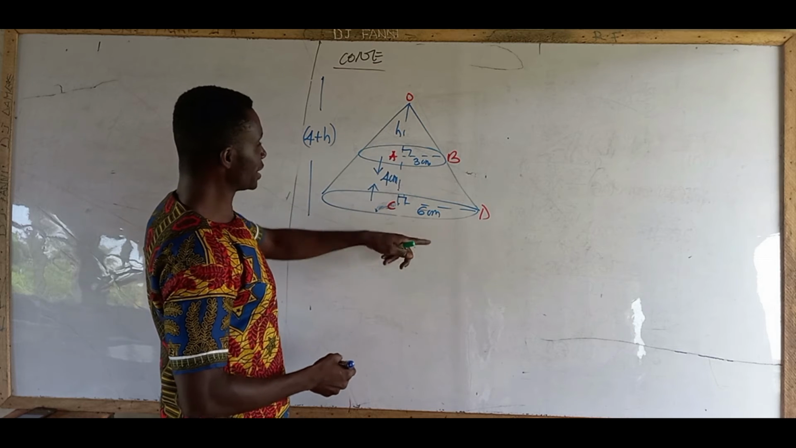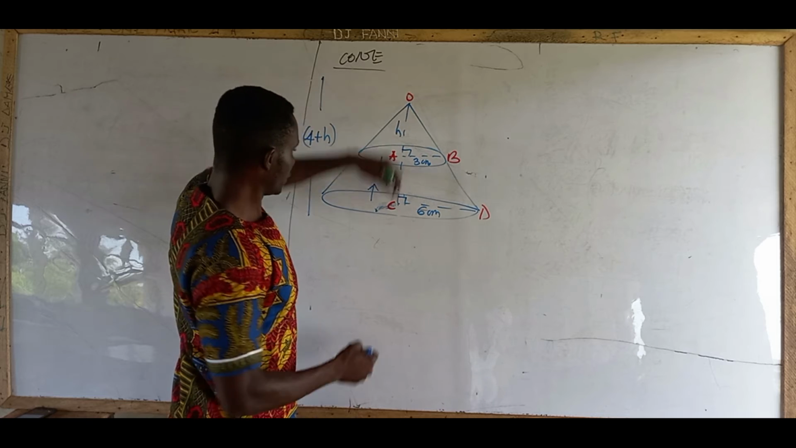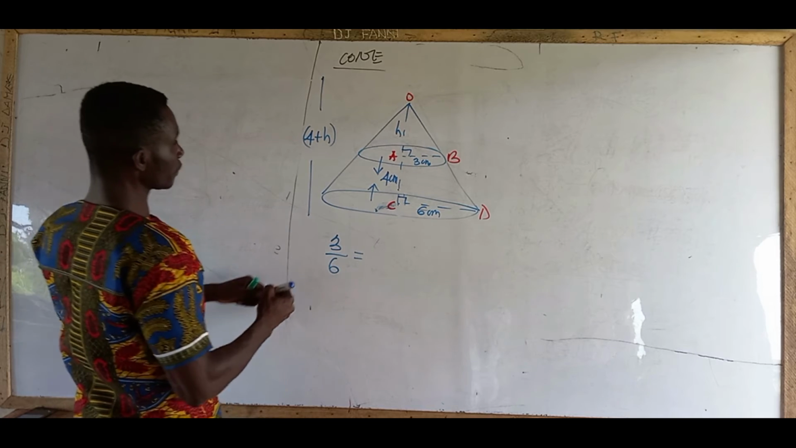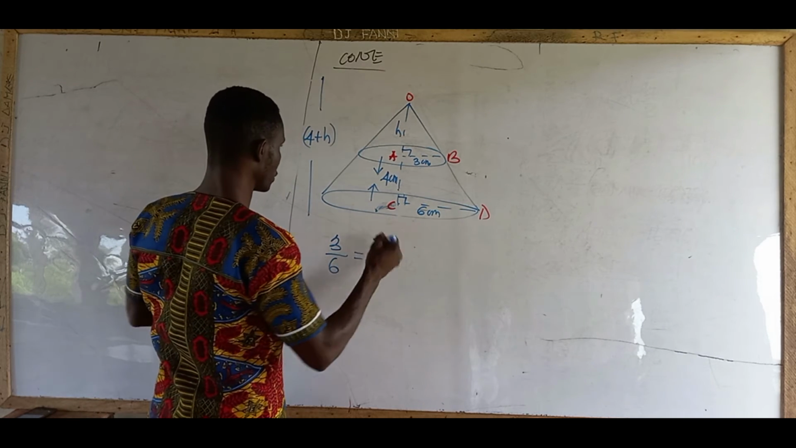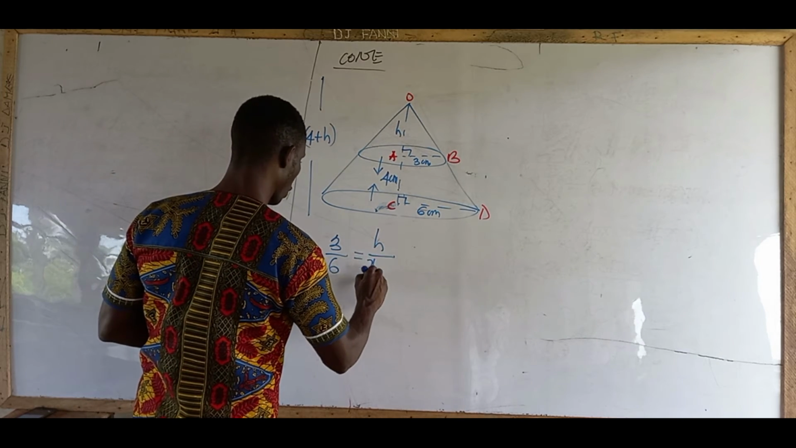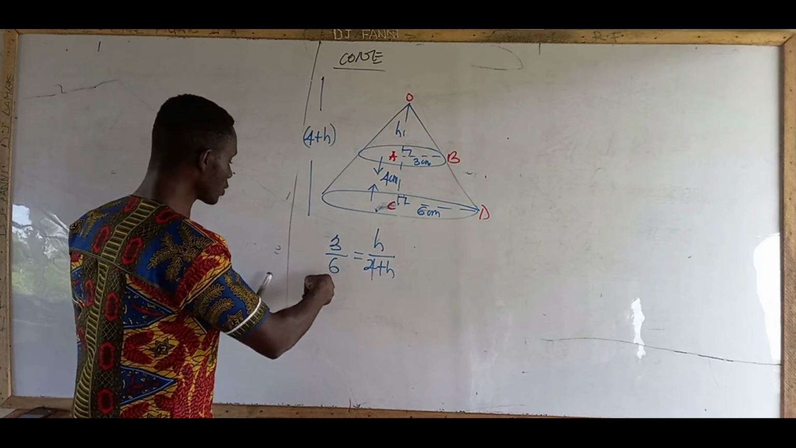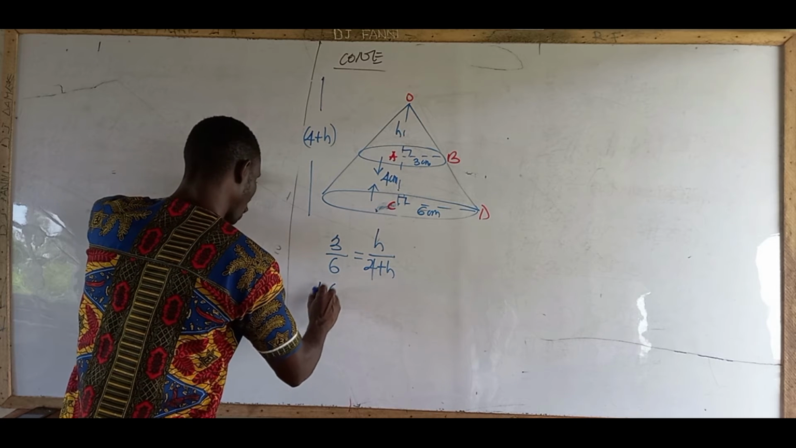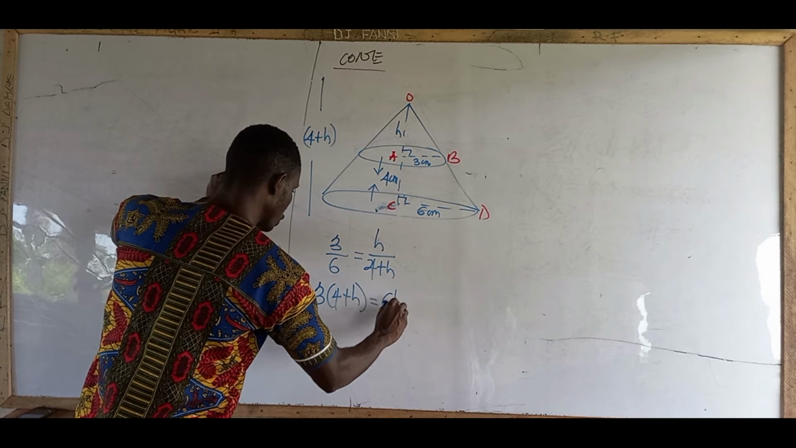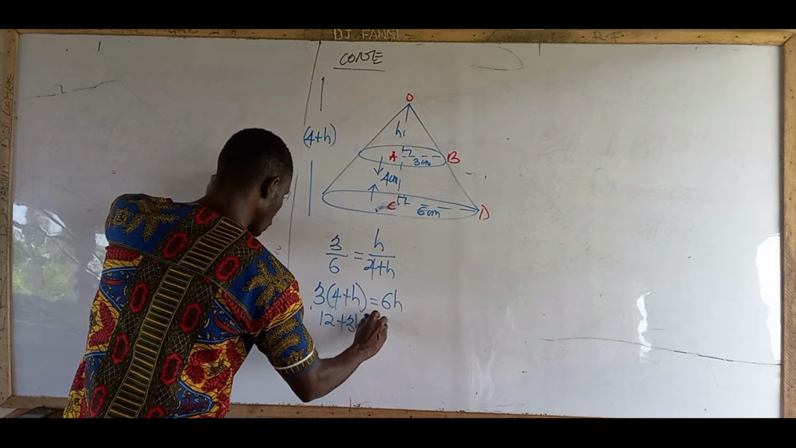So, just as we did, I'll pick the triangle at the top first. It should be 3 divided by 3 is equal to small h over 4 plus h. You see that, over this whole height. And this one will give me 3 multiplied by 4 plus h is equal to 6h. So this will give me 12 plus 3h, which is equal to 6h.